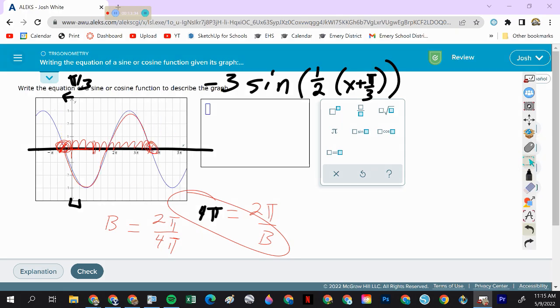So let's get rid of that. What if I want to graph this right here? Well, the center line is still 0. Okay. Is it upside down?